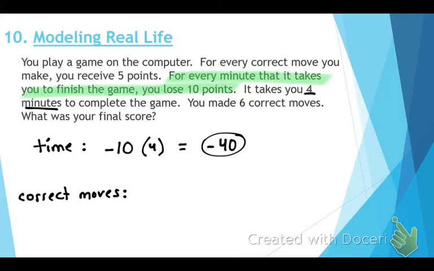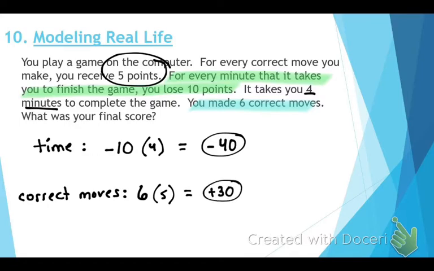Let's talk about the correct moves. How many correct moves did you make? 6. Okay, it says you made 6 correct moves. What happens if you make a correct move? You get 5 points. So we're going to multiply that by 5. What's 6 times 5? 30. That's a positive 30. Now just combine that score. Negative 40 plus 30. Same sign or different sign? Different sign. Subtract and take the sign of the larger number. What's the answer? Negative 10.